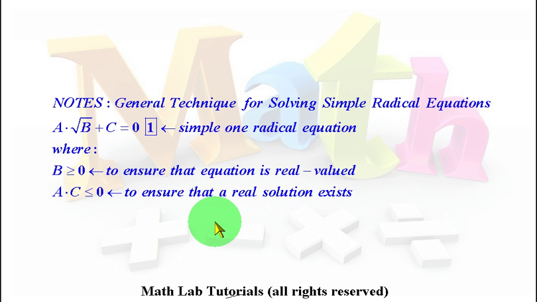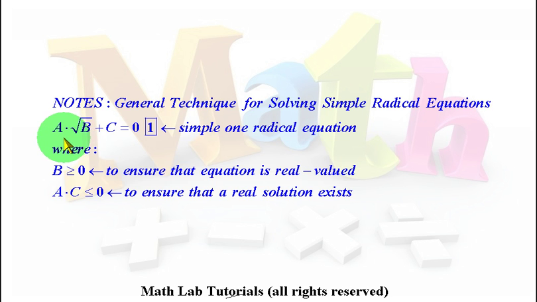This is video 6 of the video series on radicals, and I will show you how to solve simple one-radical equations. Some notes first. I have developed a general technique for solving simple radical equations, and let's look at this equation right here. First of all, it really is an equation because we have an equal sign, and you'll notice I put a 0 on the right hand side. That's normally called standard form, and on the left hand side I have a, b, and c, and b has a square root on top of it, so that's why it's called a radical equation.